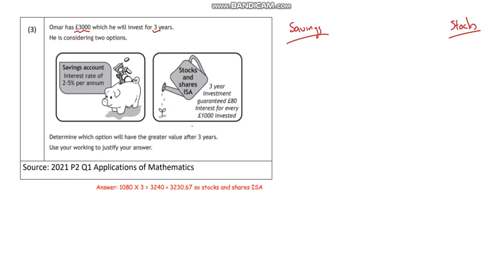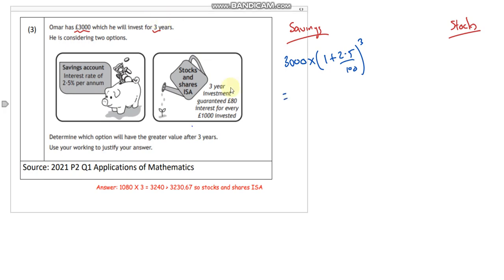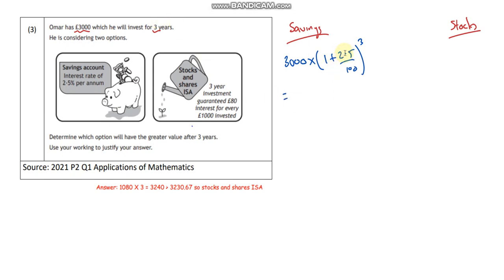So for the savings, we're looking at his amount, 3,000 multiplied by 1 plus 2.5 over 100, to the power of 3. That's our standard equation. We've got plus because it's an increase, 2.5 is our percentage, 3 is the number of years. So get that in your calculator, 3,000 times, and make sure you write it as I've got it on the page. So it's bracket 1 plus 2.5 over 100. It's exactly as it's written on the page. You don't need to do anything else.